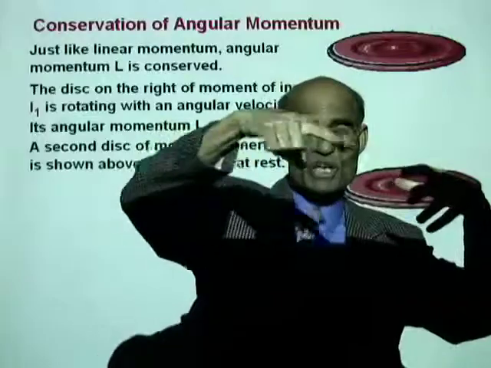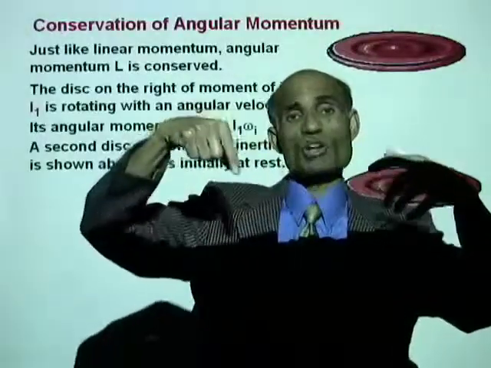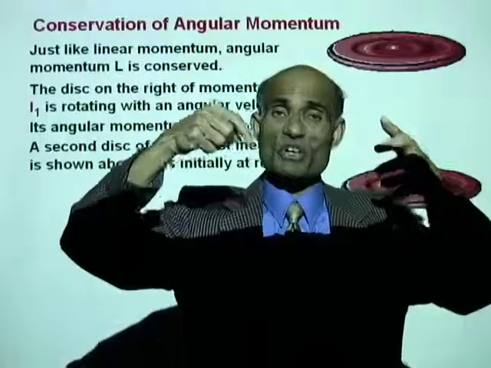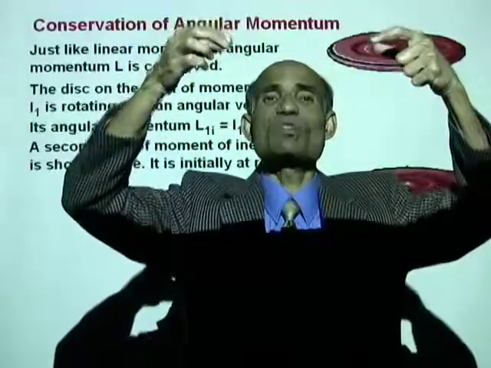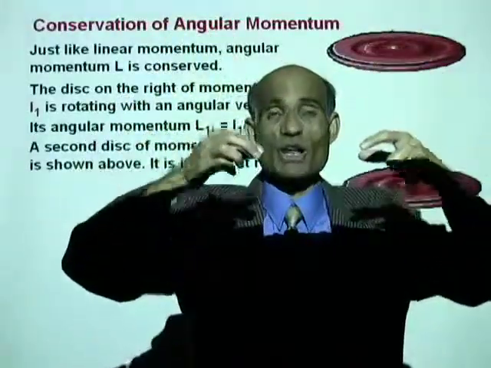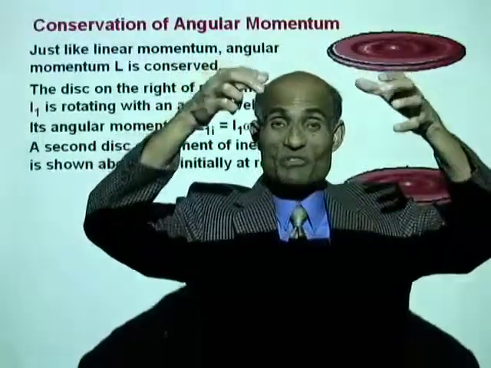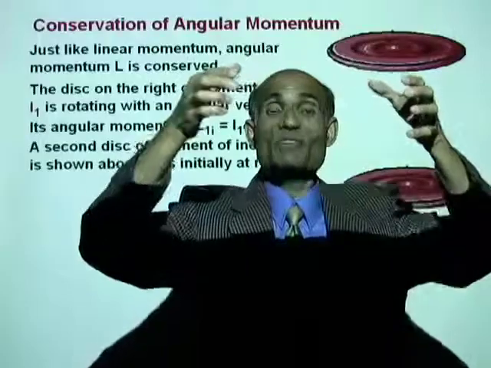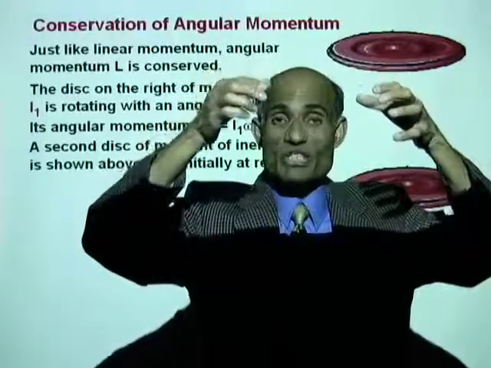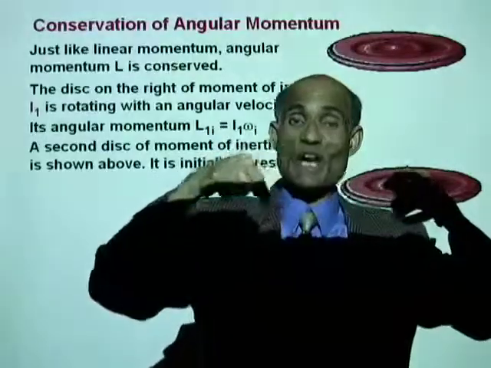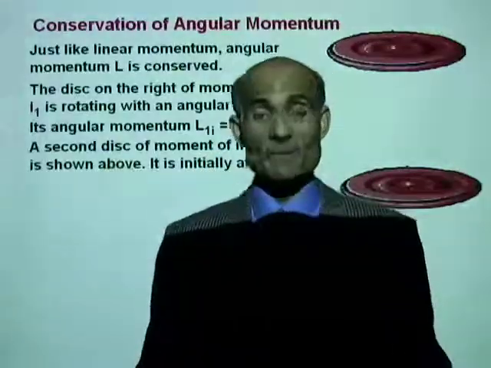When a record is going round on a turntable and it is nearly finished, you can allow the second record to fall on it. That means the second record is initially at rest. Its angular velocity is 0. It's now going to fall on the record that is already turning. That is the situation here.